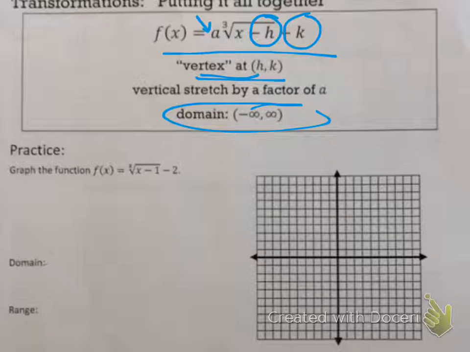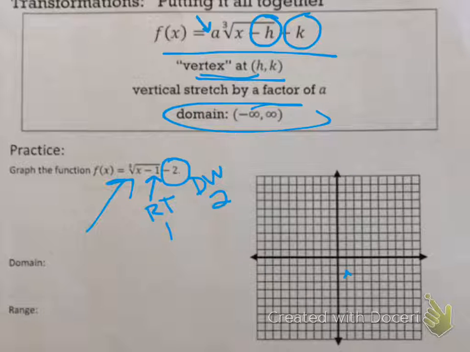So here we go. This -1 right here asks me to go right 1, because inside the grouping symbol it's always the opposite direction. This -2 right here asks me to go down 2. So I'm right 1 and down 2 on my graph. Right 1, down 2, that's my starting point. Do I have a pattern change? No, because there's not a number out in front there. So I'm just going to go up 1 and over 1, down 1 and over 1, and draw my S-shaped graph through those ordered pairs.